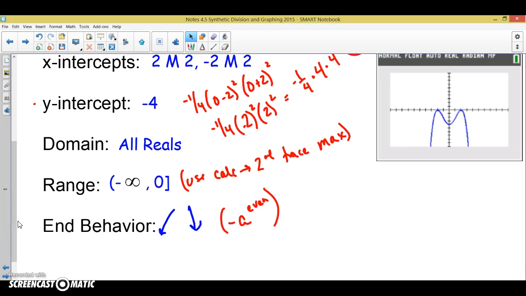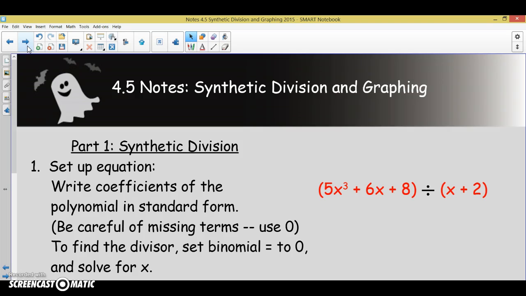Okay. So now we can go ahead and pull up your notes from SchoolFusion. You can find the notes. They're titled Notes 4.5, Synthetic Division and Graphing, Student B Block. Those are in the Chapter 4 folder on SchoolFusion. Okay, so you can pause the video while everybody gets their notes up and ready.